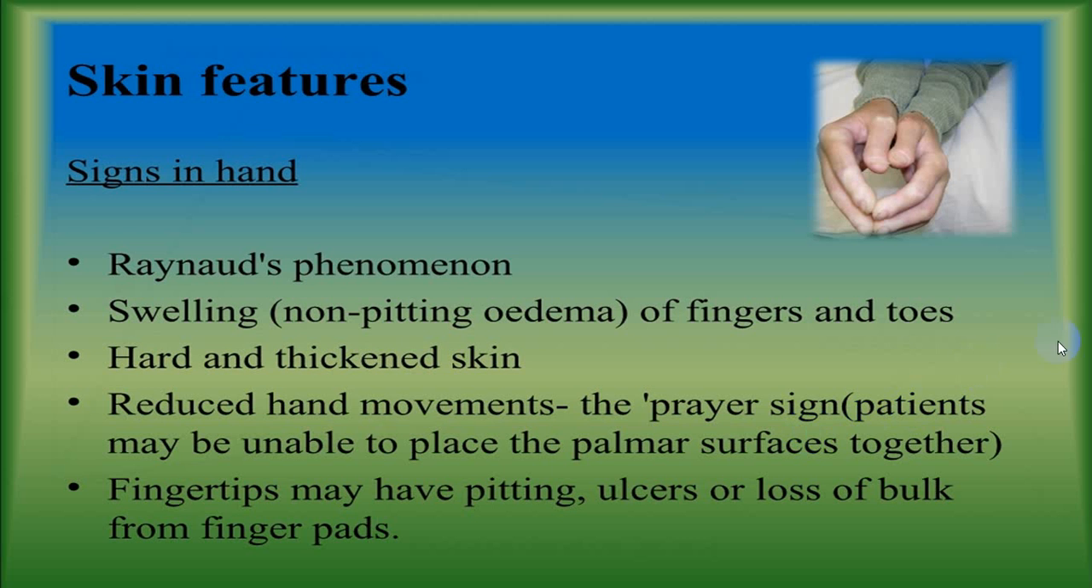These are different skin features. In the hand, you can get Raynaud's phenomena, swelling of the fingers, toes, non-pitting edema. We call it Prayer's sign. This is typical Prayer's sign because of reduced hand mobility. Fingertips will have pitting ulcers, deep ulcers, and you can even have loss of finger pads.